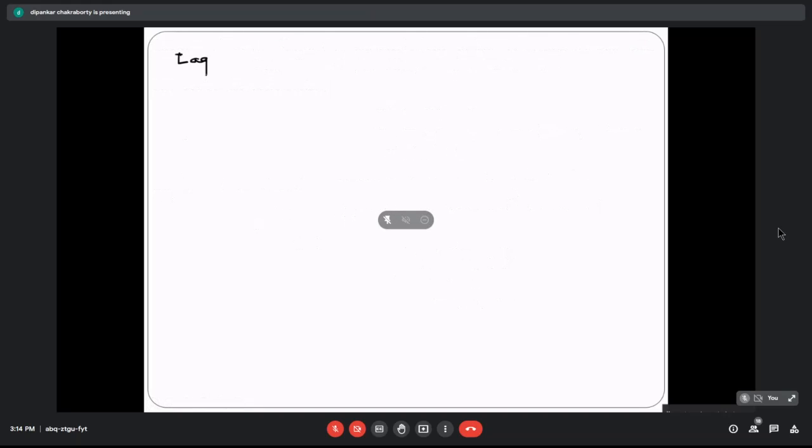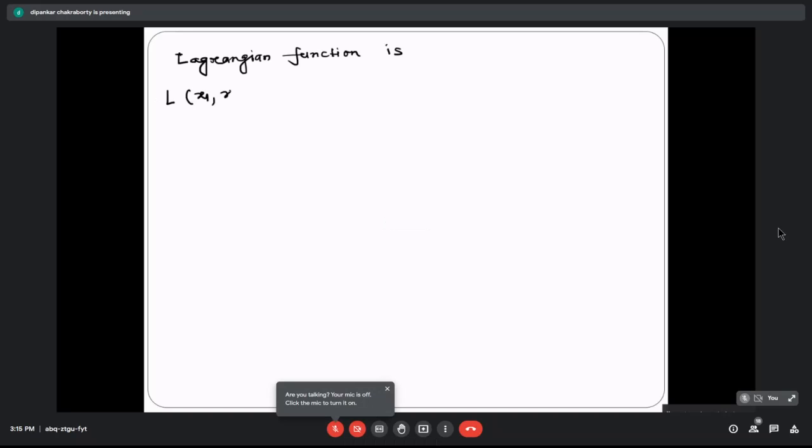The Lagrangian function is L of x1, x2, lambda 1, lambda 2 and s1, s2, right? Because two variables are there, x1 and x2; lambda 1 and lambda 2 come because of the two constraints, and s1 and s2 are also coming because of the two inequalities in the two constraints.